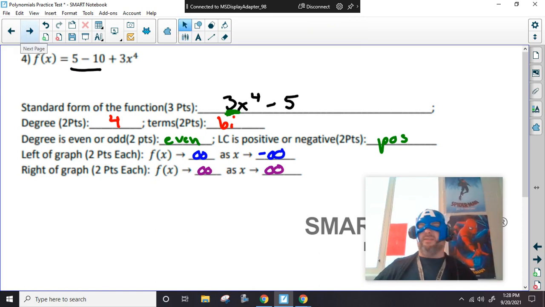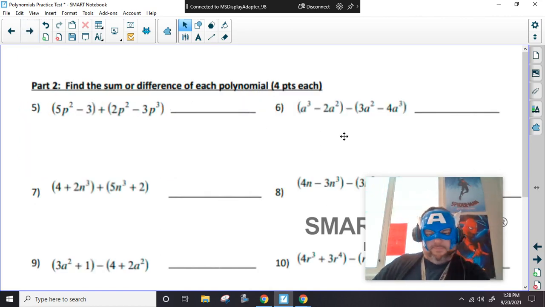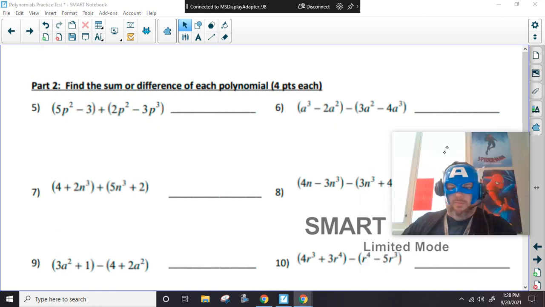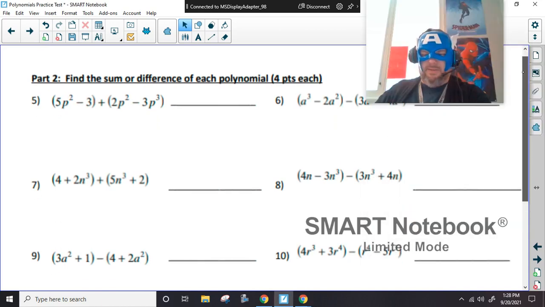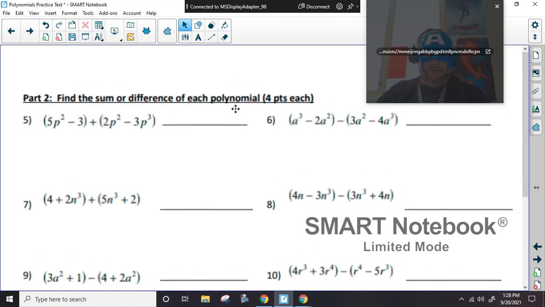All right. So that's the front half of y'all's handout for your practice test. So we're moving to the back. All right. Yes, that was a Batman transition, even though I'm wearing Captain America.